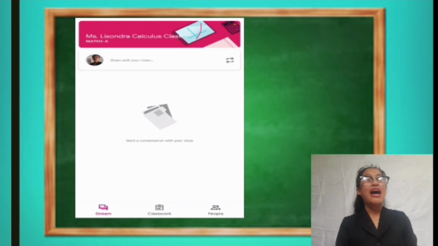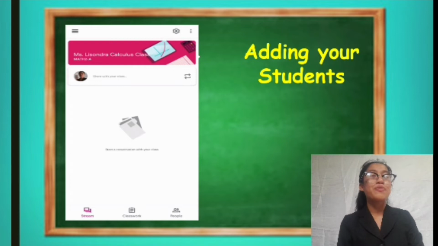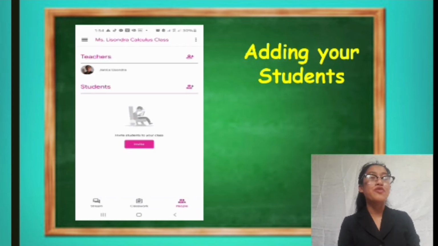Afterwards, after creating your Google Classroom, you can now start to add your students. In order to add your students, you just need to click the People tab at the bottom. Once you have clicked the People tab, you are going to add your students. This will be the feature you see after clicking the People tab.